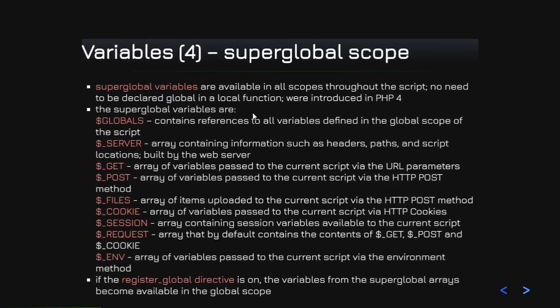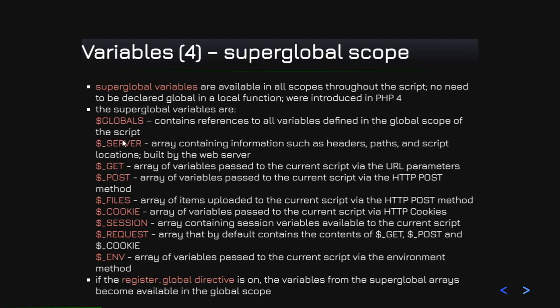any superglobal variable is available in all scopes throughout the script. So in any function, any included file, any global file, there's no need to declare a superglobal variable as global in a local function, and they were introduced in PHP 4. So the superglobal variables are predefined. We have these globals that you've already seen. It contains references to all variables defining the global scope of the script.